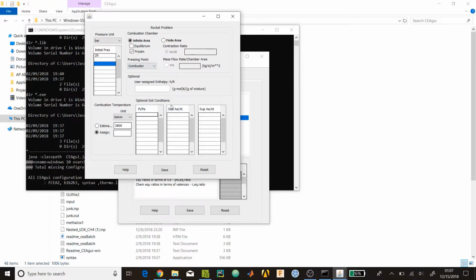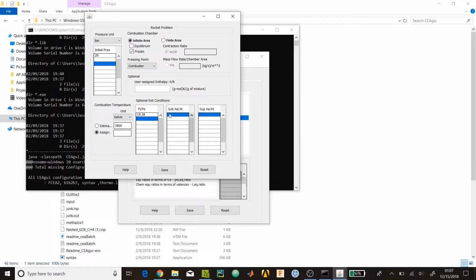And optional exit conditions: PI divided by PE is just the initial pressure inside your combustion chamber divided by the exit pressure. Since we are designing a sea level engine, we'll probably move on to bigger engines later, but a sea level engine has an ambient pressure of 101,000 pascals, and converting that to bars, with the initial pressure being 20 bars, I think that's around 19.38. I'll have to check that later, but it's around 20. So we can just put that for now.